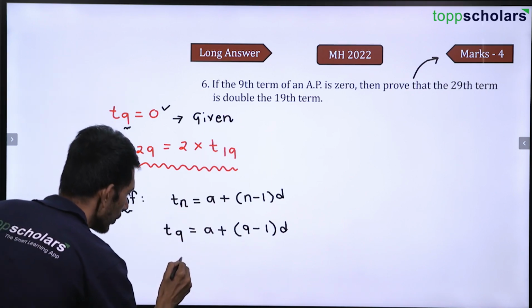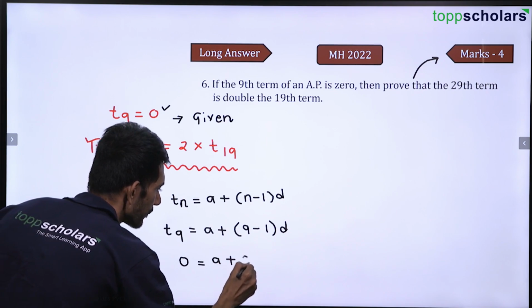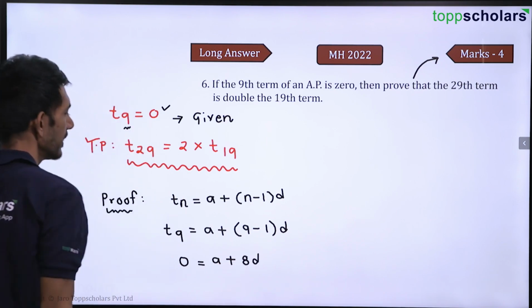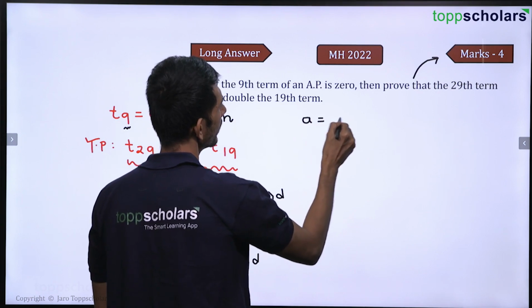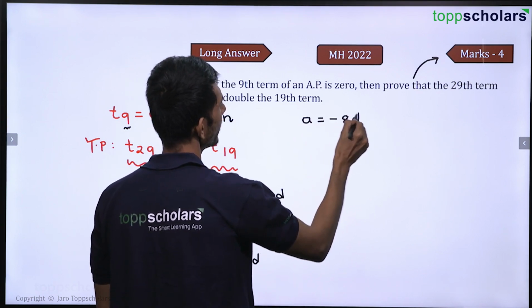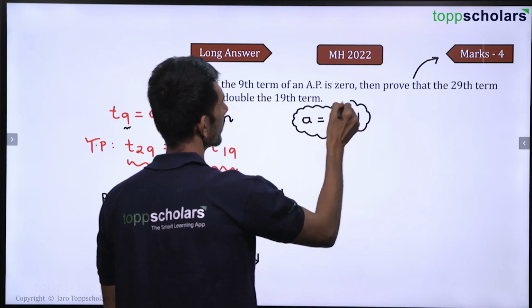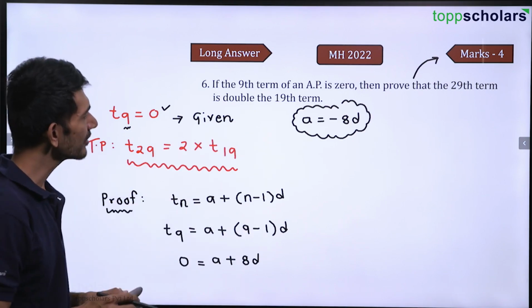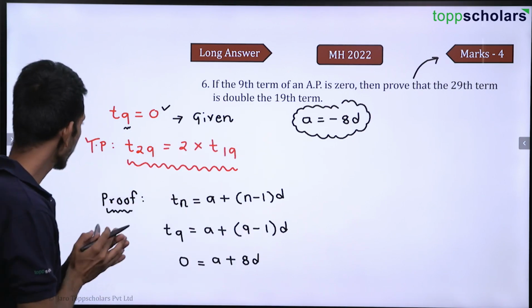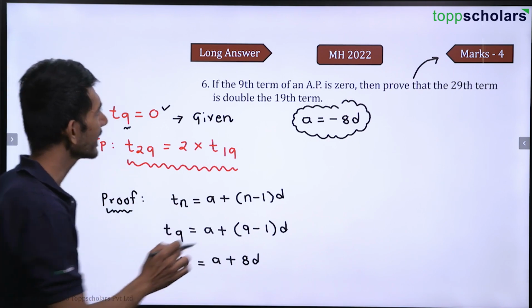So can I say 0 is equal to A plus 8D? So can I say A is equal to minus 8D? A is minus 8D. Now this is a very important relation that we are going to use later. Okay. Now let's forget about T9. Let's focus on T29.